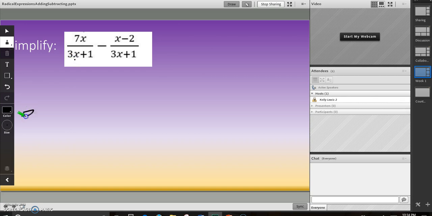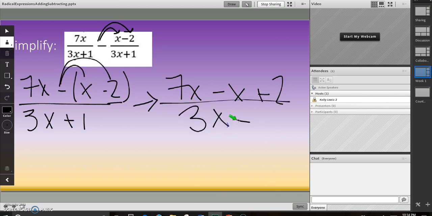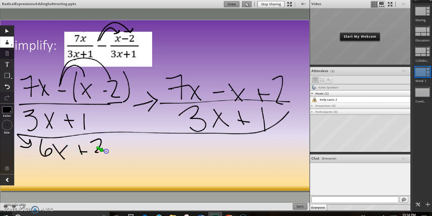The bottoms are the same, so we'll just say 3x plus 1. This negative needs to be distributed, so it's really 7x minus x plus 2, because we're distributing this negative. 7x minus 1x is 6x plus 2. Then we have that 3x plus 1 on the bottom.